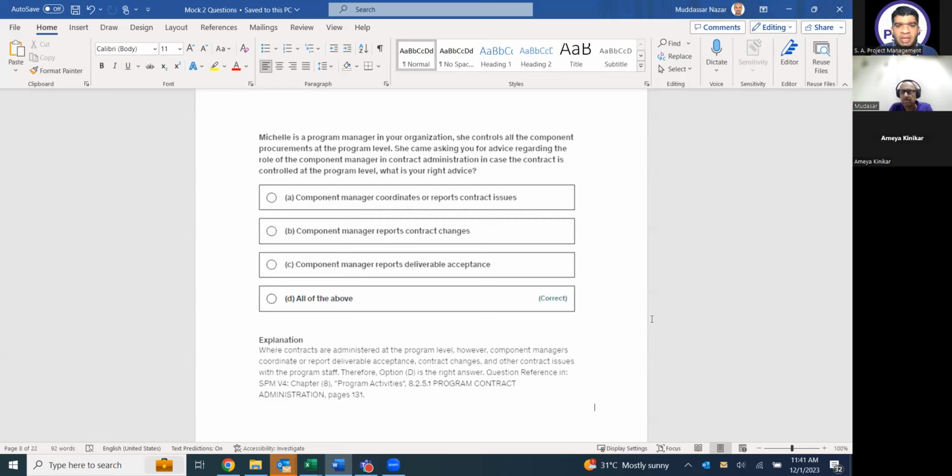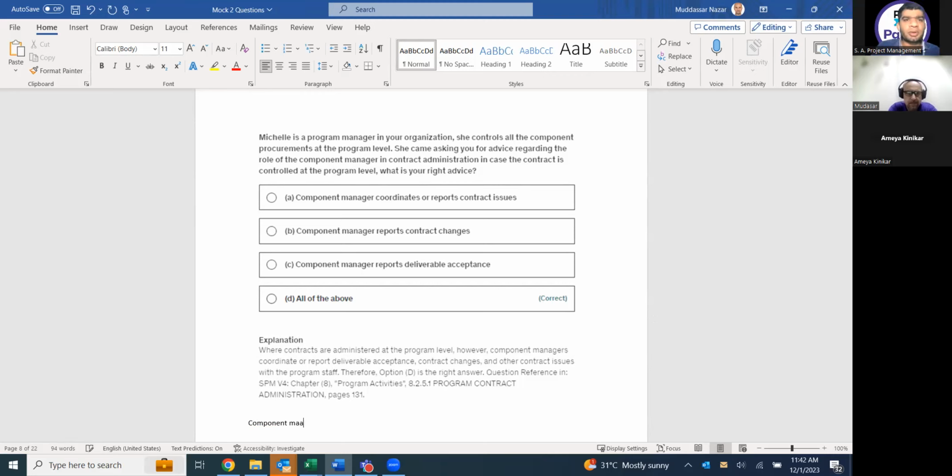Component managers coordinate or report contract issues. Yes, if something happens at the project level or the component level, the component manager will coordinate and report to her. Component manager reports contract changes. If there is any change request at the component level, he will report to the program manager. Component managers report deliverable acceptance. Whenever he says that my project has delivered the required benefits, the criteria have been finished, he will report that something is accepted. So he will report everything to the program manager.